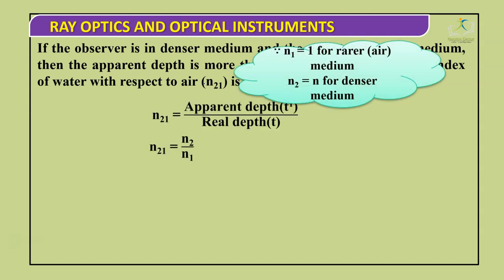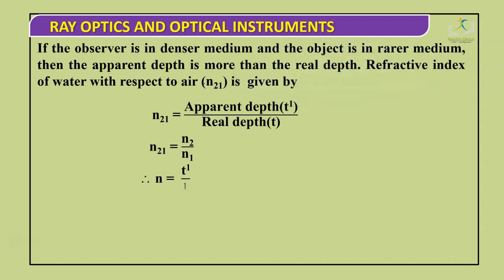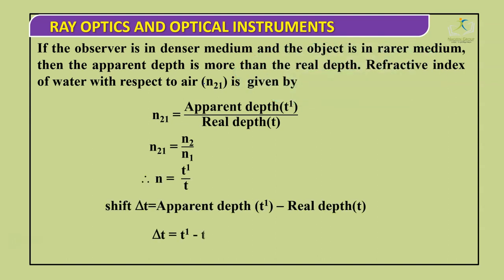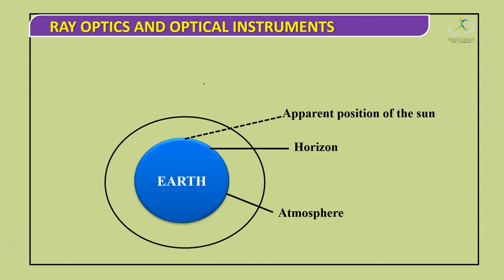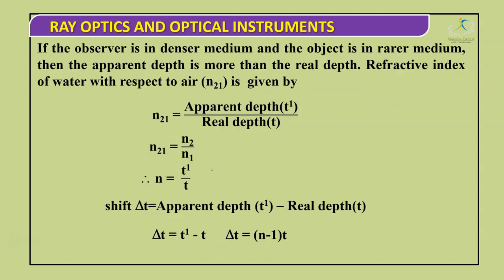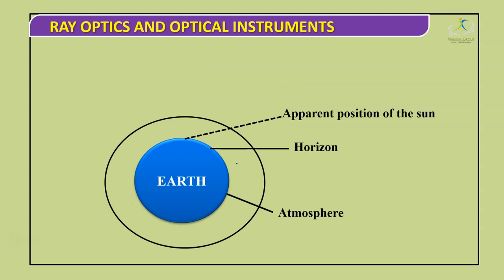Okay, so this is a formula which we received earlier. Here we again put this formula, and we get the value of the shifting. So this shift will be obtained if we see the object from the denser medium, and earlier it was from the rarer medium to the denser medium.